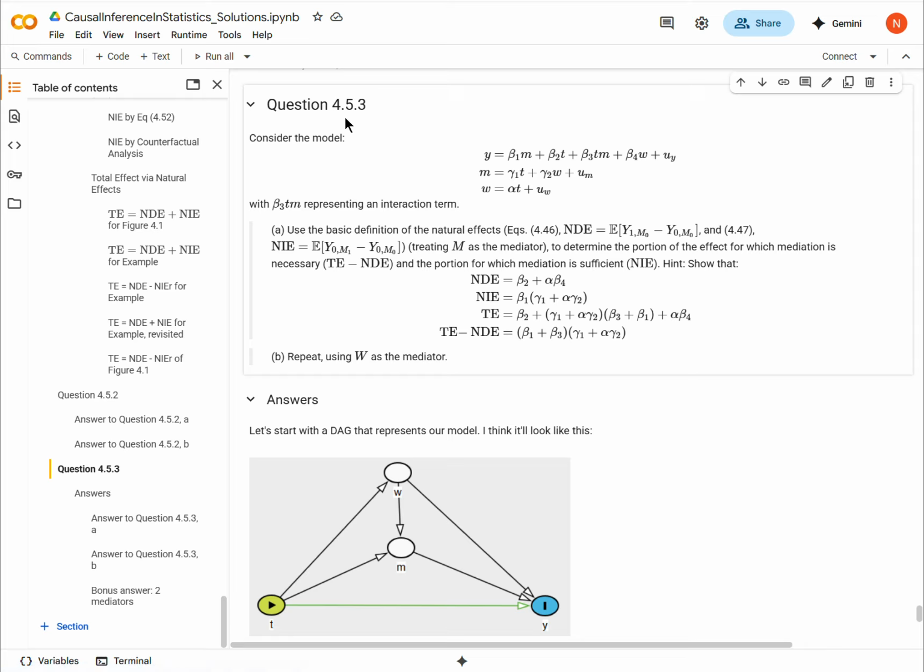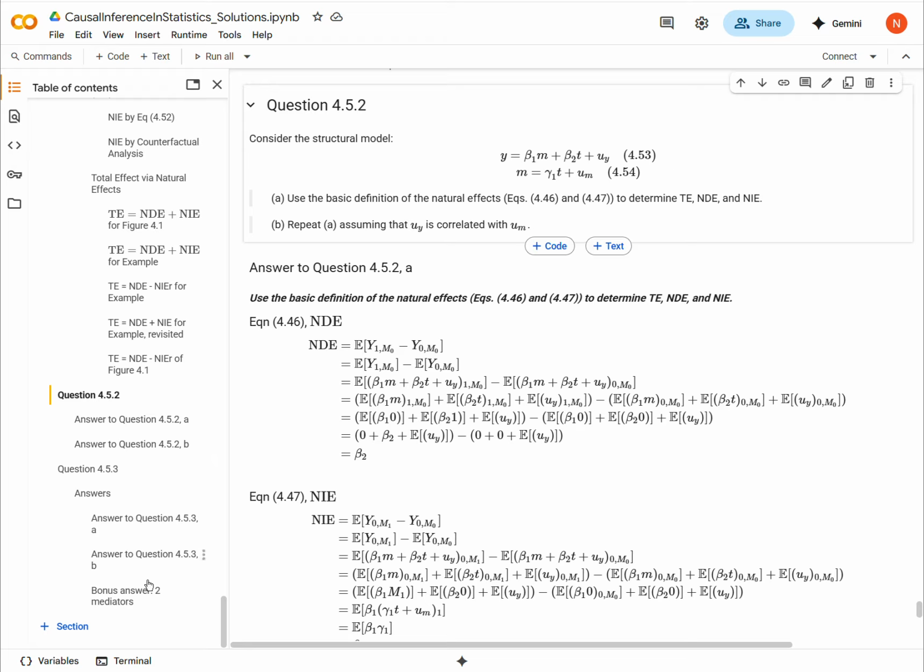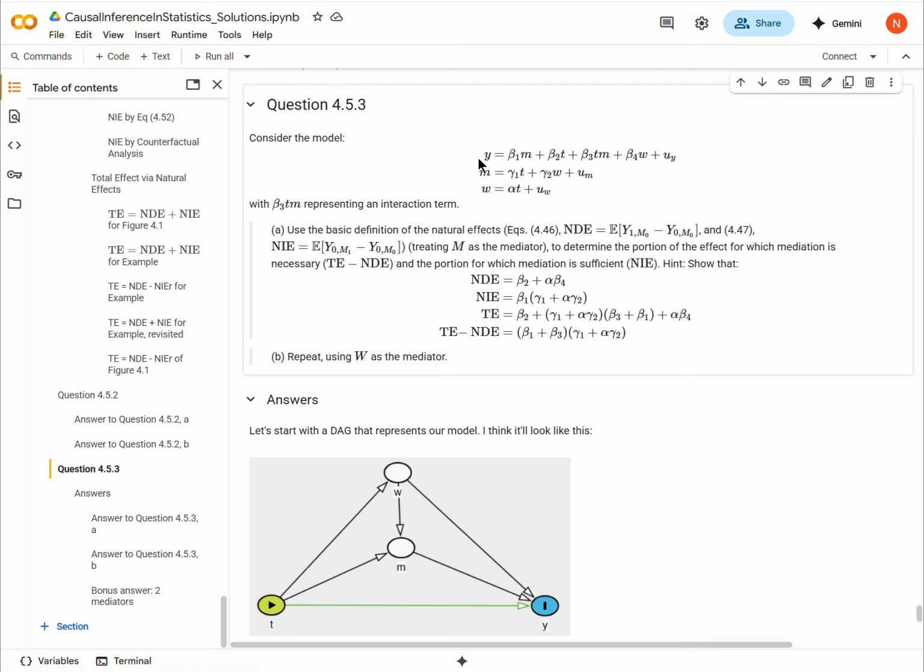Now here in question 4.5.3, it's similar to the previous one, 4.52, which looked like this, where we had a model that looked like this, but we have a slightly more complicated model here. So we have a model now that has a term for W, and W is in the mix here. We are meant to consider this model where this little term right here represents an interaction term. We've dealt with interaction terms above, sometimes called a variable specific effect, maybe an M specific effect in this case.